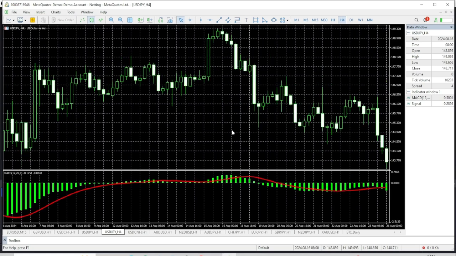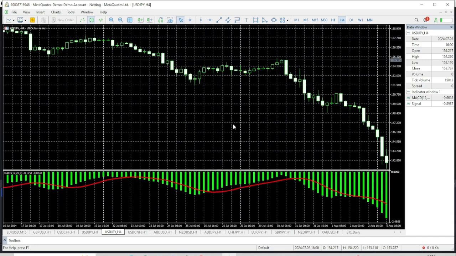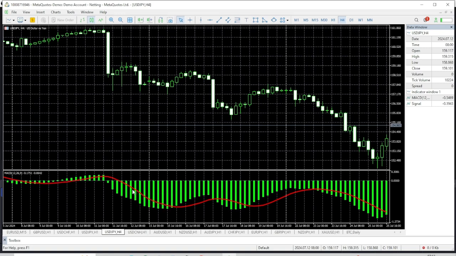If you are watching this video, you are one of the lucky ones. Only make sure that you do exactly what we say you should do. So once the histogram bars are forming below the 0.00 level and the MACD signal line is also below the 0.00 level, then the market is said to be in downtrend. As I said earlier, we are still going to filter that.